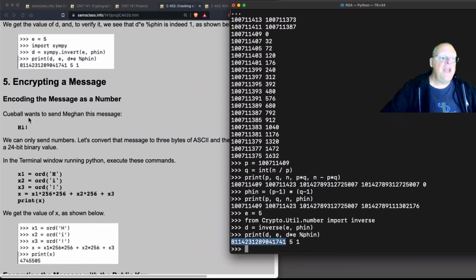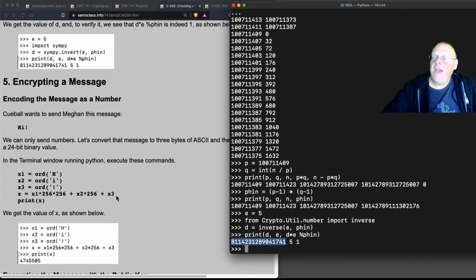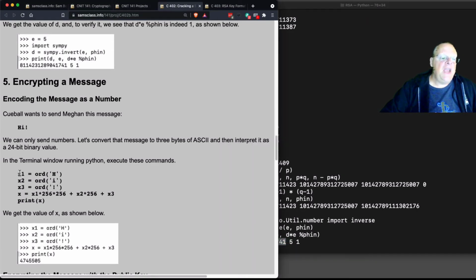So now we can encrypt a message. If we want to encrypt the message "Hi!", we'll turn those characters, H, I, and exclamation point, into numbers by taking the ASCII code for them. Then I'll turn it into one big number by taking the first thing times 256 squared, the next thing times 256, and the next letter times 1. That's just a way of combining all three letters into one big number. So now I have one number. This big number is an encoding of the string "Hi!".